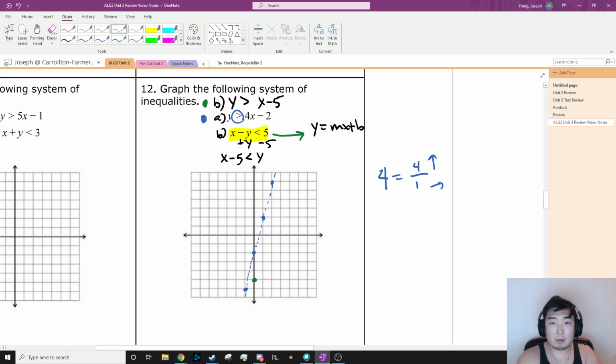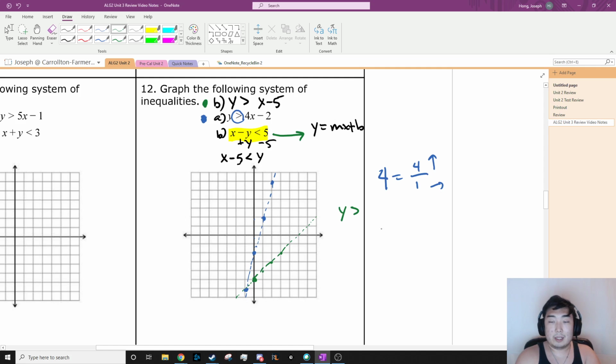And then this slope is a positive 1, so I just go, you see how this is the next spot, and it just goes diagonally. So I can draw a dashed line again. Another dashed line like so. And now I have to talk about shading.